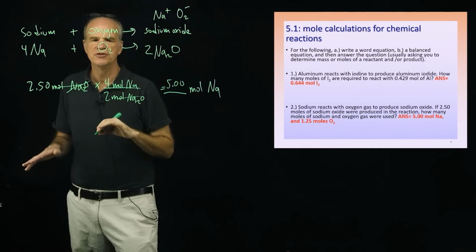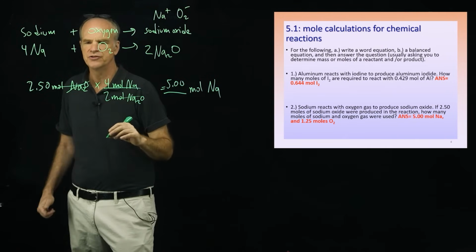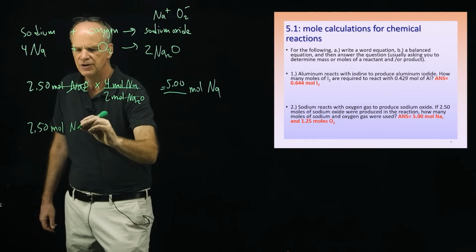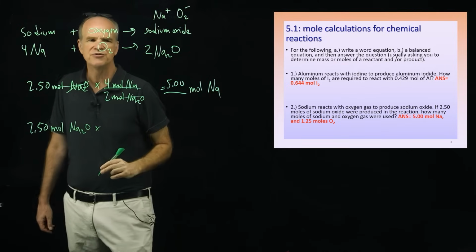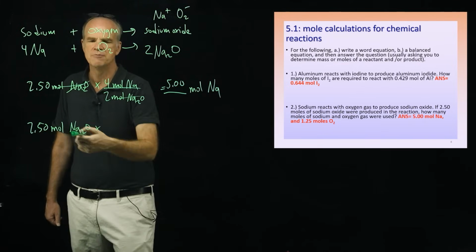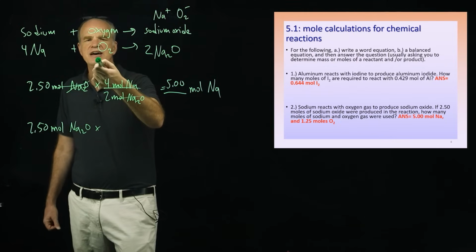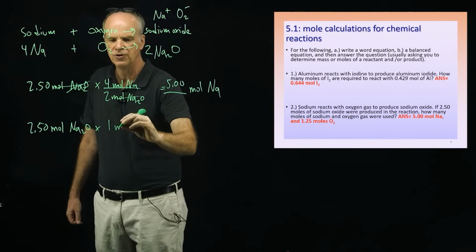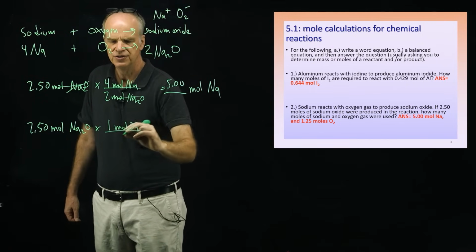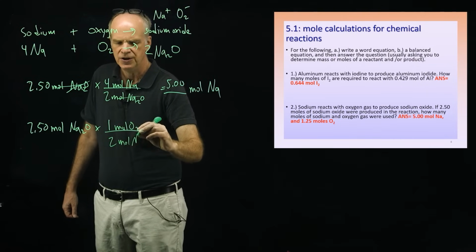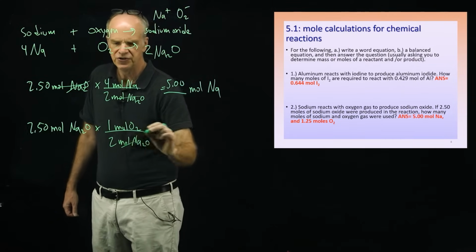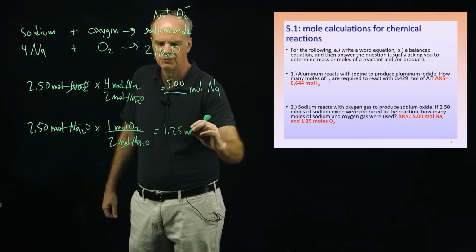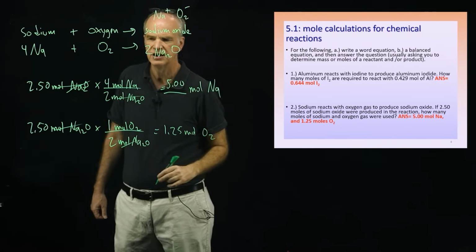So you do something similar to figure out how many moles of oxygen would be used in this reaction. Again, it's 2.50 moles of sodium oxide that were given, and this time we have to figure out how many moles of oxygen were used to produce that amount of sodium oxide. Here you can see that for every 1 mole of oxygen gas, you get 2 moles of sodium oxide. So here it'd be times 1 mole of oxygen gas over 2 mole of sodium oxide. Moles of sodium oxide cancel. So it looks like the answer should be 1.25 moles of oxygen. Okay, so we move on.